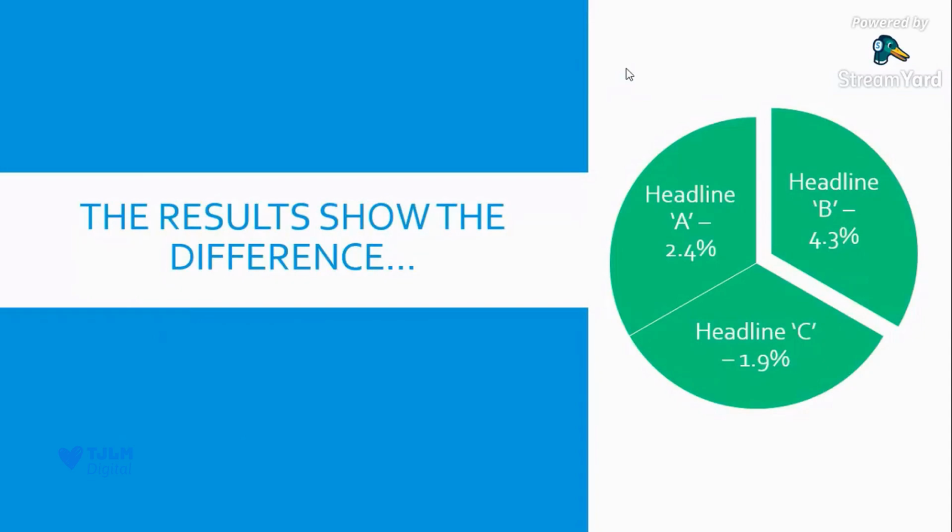So over here, we split tested 3 different headlines. Turns out C is the lowest performing one at 1.9%. Headline A is coming in at 2.4, but headline B is converting at 4.3%. And because you didn't split test, you just went with headline C. How much are you leaving on the table? Think about that for a minute.